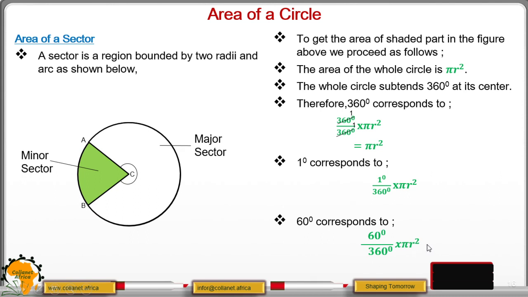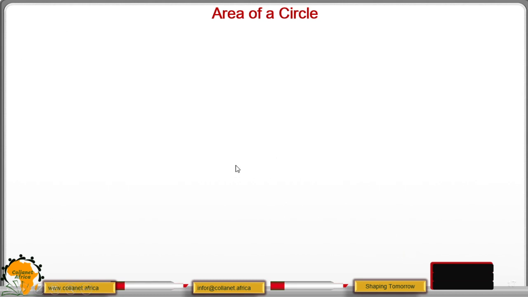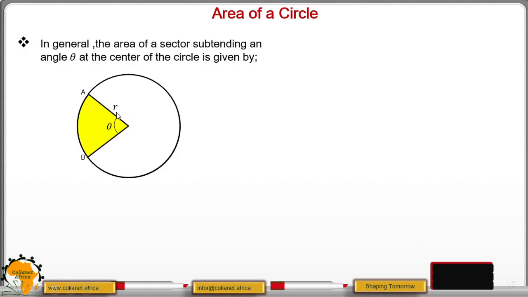What does that tell us? If we have the angle that is subtended by the arc, and you want to get the area of the sector, you just need to get the angle subtended at the center, divide by 360, then multiply by the area of the whole circle. So in general, we can say that the area of a sector, if you have a sector with angle theta subtended at the center, will be given by theta over 360 times pi r squared. This is now the area of the sector.